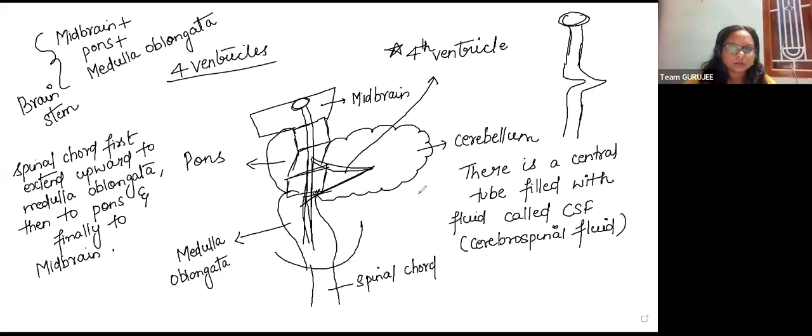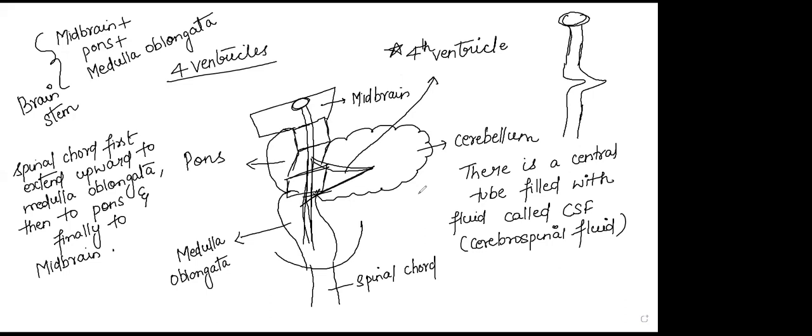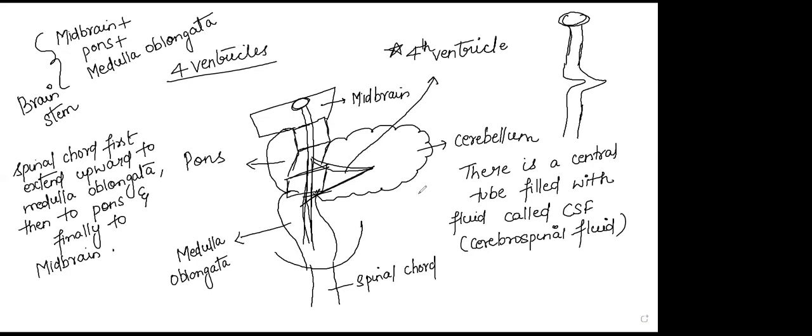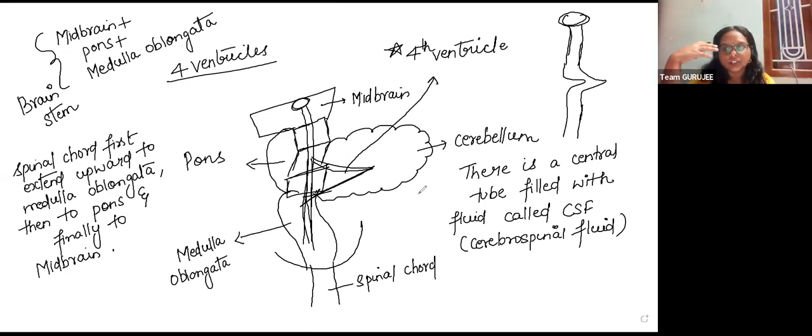Ma'am, what's the function of cerebrospinal fluid? That I'll give you. It actually protects our brain from shock. When we are in stress or there is a trauma or an injury, whenever you have a head injury or some sudden shock, if there is a fluid in between, it will act as a cushion. For that only we have the cerebrospinal fluid.